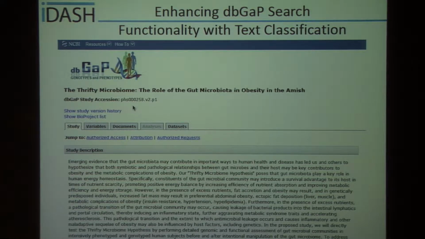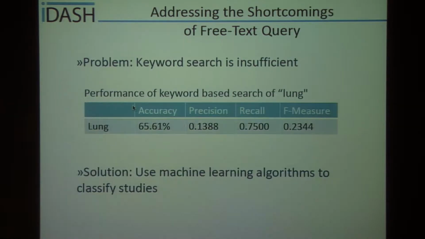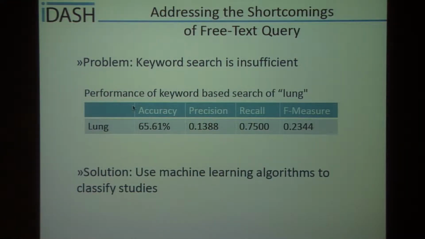So let me begin by first giving you an example of the issue. This is a screenshot of one of the results that were returned from a simple keyword search of lung, and as you can imagine, the role of the gut microbiota in obesity in the Amish does not have much relevance to lungs, so there's a problem with the keyword search. Looking at the numbers in its performance, there was only 66% accuracy and a low level of precision. That means that a researcher would have to spend time and effort sifting through those results in order to retrieve relevant studies to his or her query. Our solution was to use machine learning algorithms to classify those studies and refine the information retrieval.